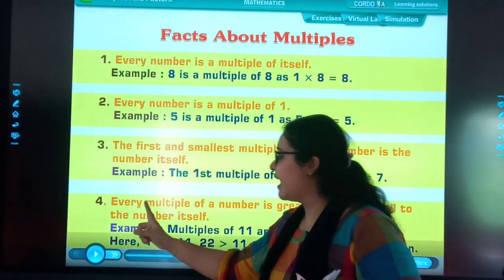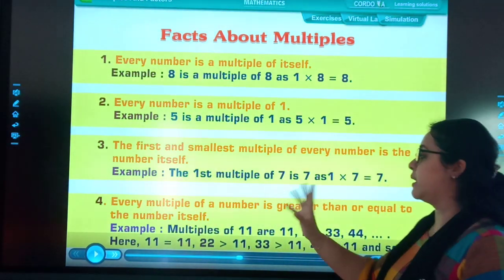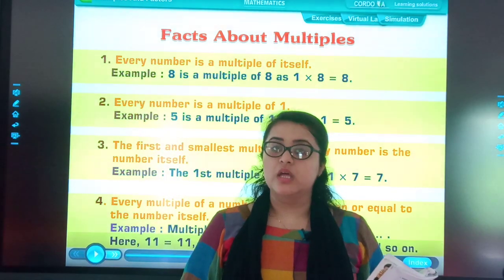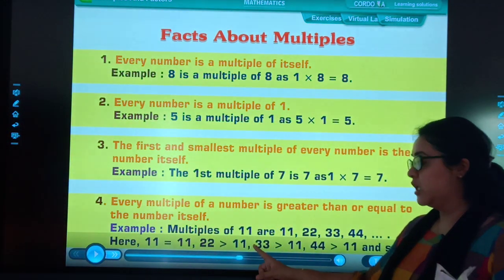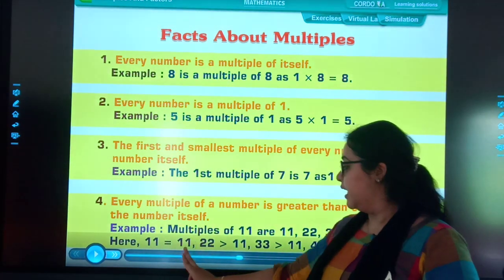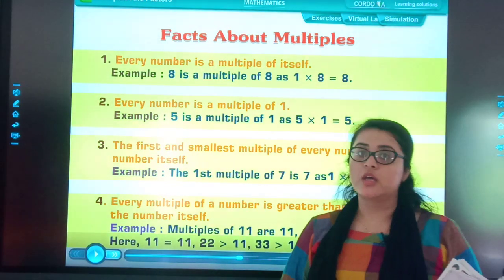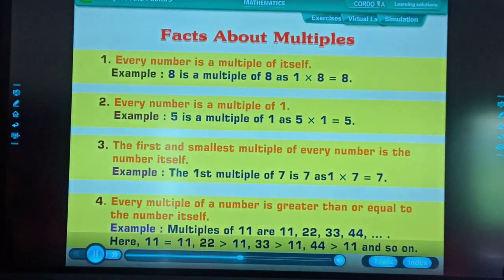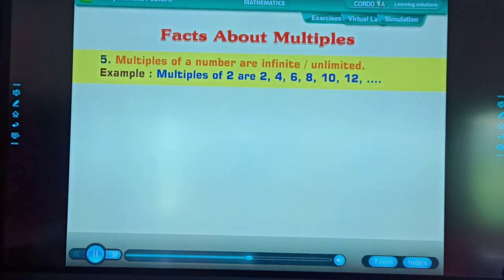Okay students, every multiple of a number is greater than or equal to the number itself. जो भी multiple होगा, वो number या तो equal to होगा या तो फिर greater होगा. यहाँ पर आपको एक example दिया है, that is multiples of 11. तो multiple कहाँ से शुरू होगा? 11 का 11, 22, 33, 44. So we can say that 11 या तो equal to है या उसके जो भी multiples होंगे वो सारे greater than होंगे. Okay, so shall I move to the next facts. Here, 11 is equal to 11, 22 is more than 11, 33 is more than 11, 44 is more than 11, and so on.